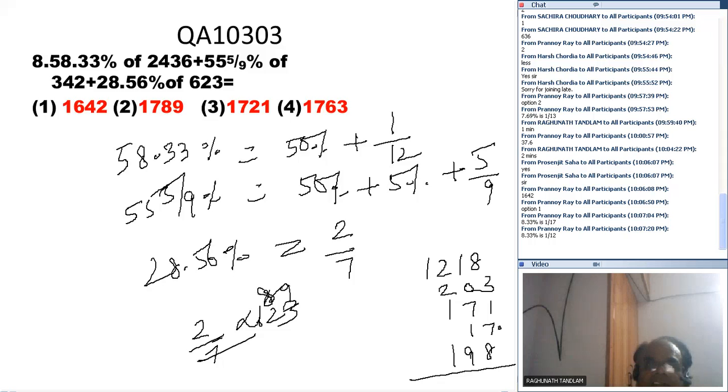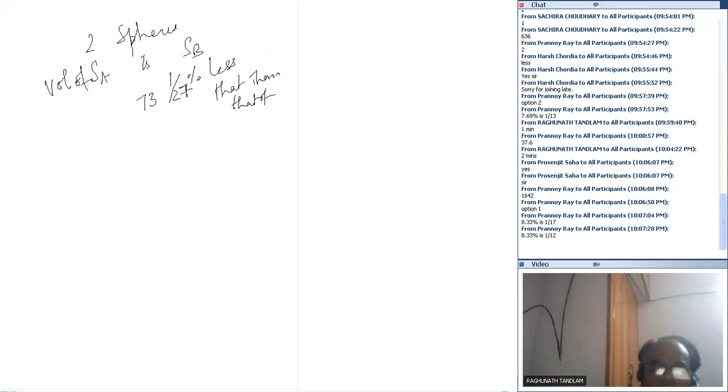I'll ask you a question here. Take down. There are two spheres. Sphere A, volume of sphere A is 7 10 by 27% less than that of volume of sphere B.